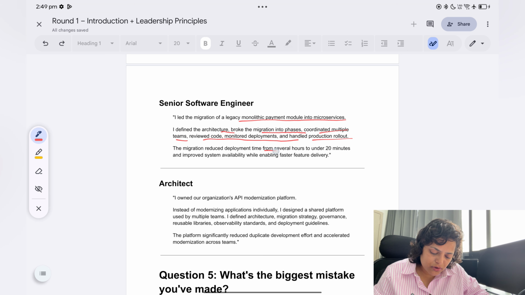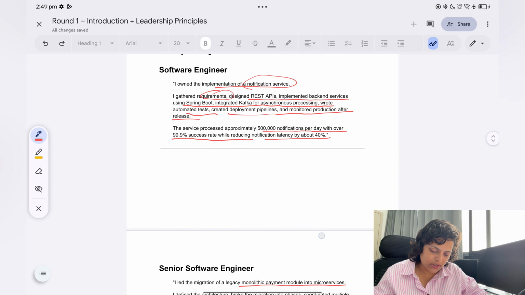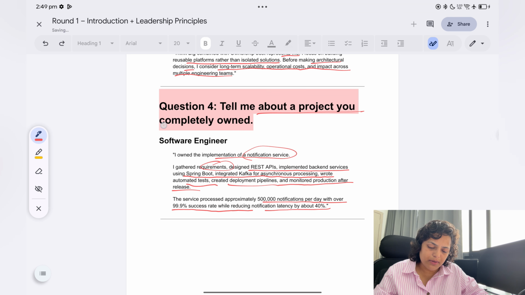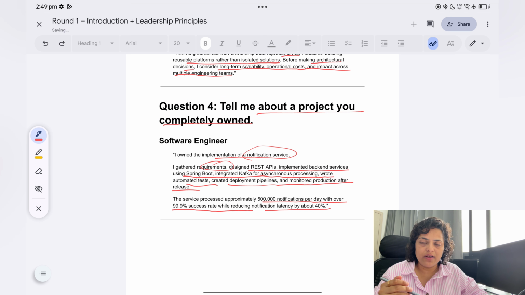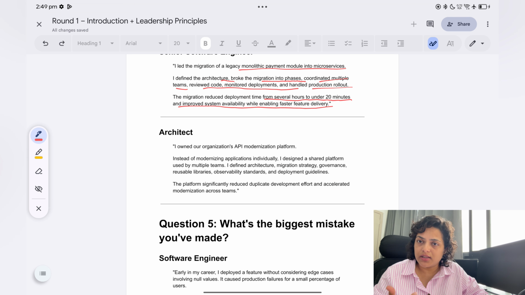So the migration reduced deployment time from several hours to under 20 minutes and improved system availability while enabling faster feature delivery. Okay, now where will the architect come in, what will the architect answer for this question? What was the question? The question was, tell me about a project you completely owned. So we have seen the software engineer and senior software engineer answers. Okay, now let's see what the architect will answer for this.